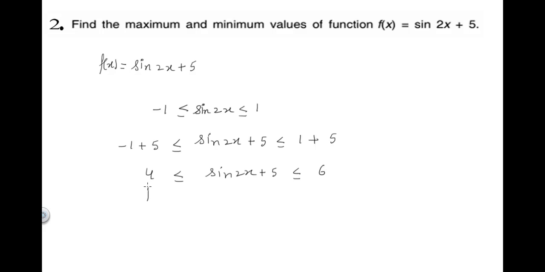So we see the minimum value of this function is 4 and the maximum value of the function sine 2x plus 5 is 6. Clear? This is how you will be calculating maximum and minimum values. Let us discuss question number 3.